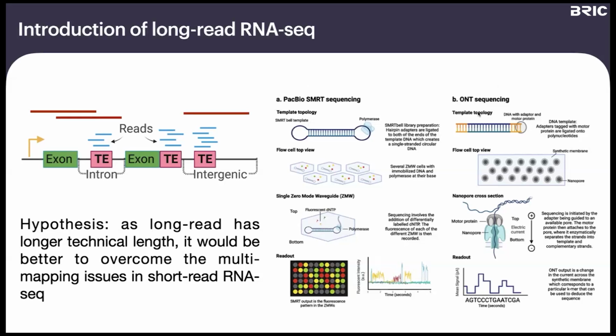This range is particularly well suited for capturing full-length transcripts of a spliced gene, which is usually 1 to 3 kilobases. So given these properties, our hypothesis is that the longer technical read lengths of long read RNA sequencing may provide a better solution to overcome the multi-mapping issue associated with short read RNA-seq, thereby improving the accuracy of TE quantification.